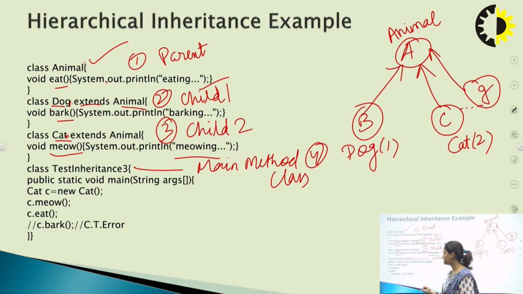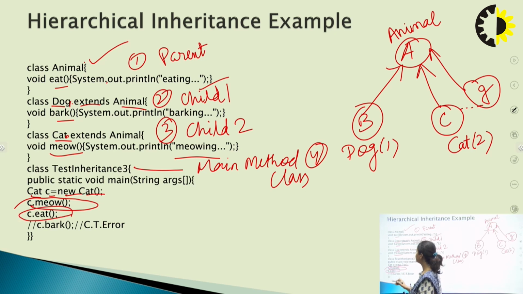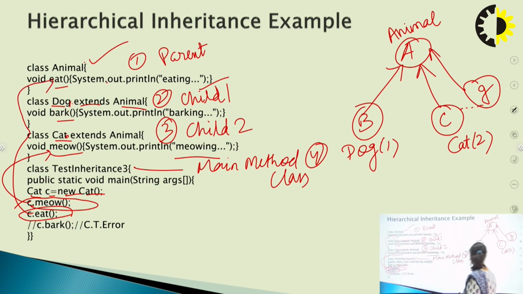This main method is containing the creation of objects for the cat class and dog class. So here we have this cat c equals new cat. Here we are accessing the mew function and the eat function. Mew belongs to its own class and the eat belongs to its parent class, this A class. So in dog we have a function named bark.